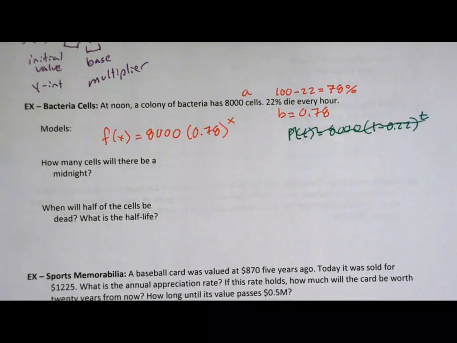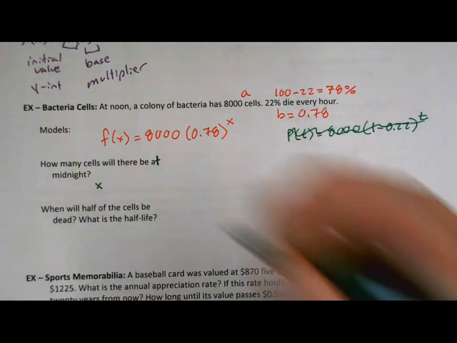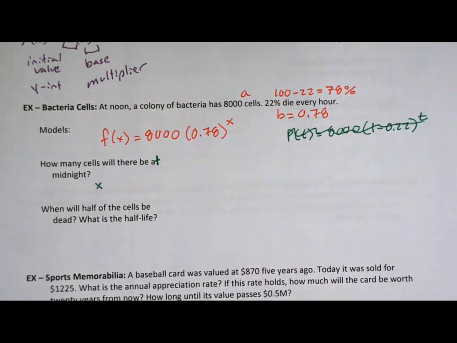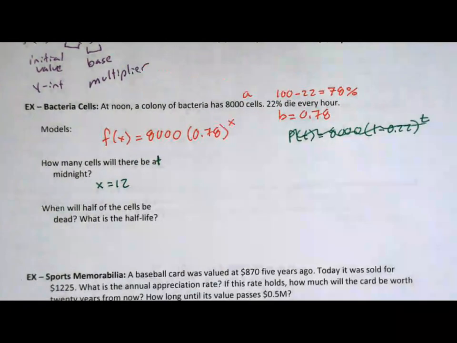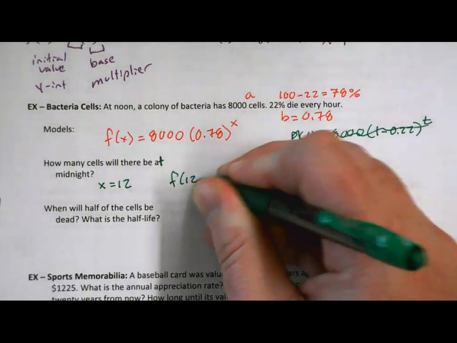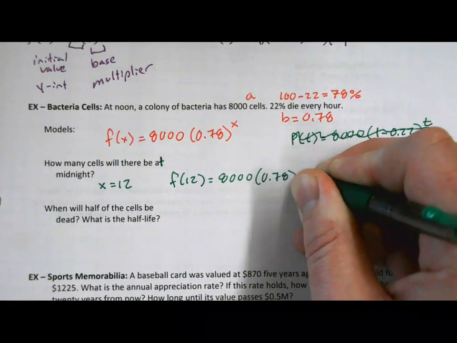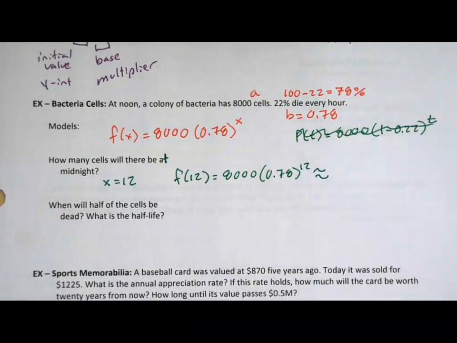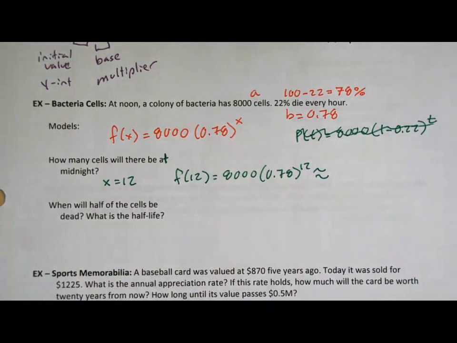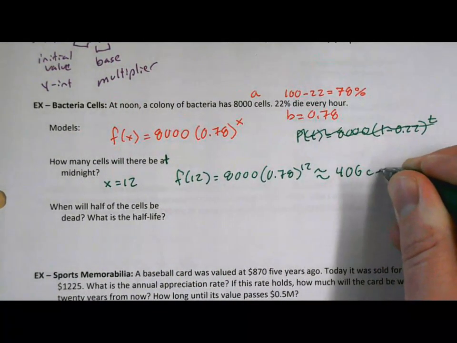So how many cells will there be at midnight? Midnight, that's a time, so they must be giving us an x value. What x value are they implying here? We started at noon. Midnight would be an x value of 12. So let's just take 12 and put it in for x in our function. We'll just find f of 12. And we'll let our calculator do the heavy lifting here. Type that in your calculator. I think we're going to see about that.